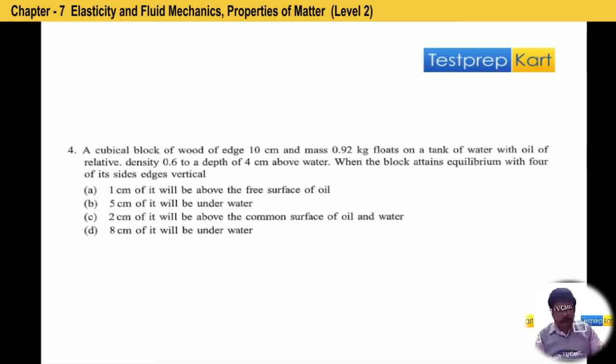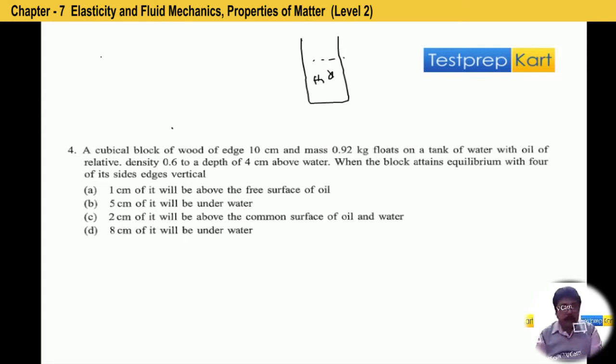Next, a cubical block of wood of edge 10 cm and mass 0.92 kg floats on a tank of water with oil of relative density 0.6 to a depth of 4 cm above water. When the block attains equilibrium with four of its side edges vertical, what will be the answer over here? So this is the oil over here, and here it is in water.